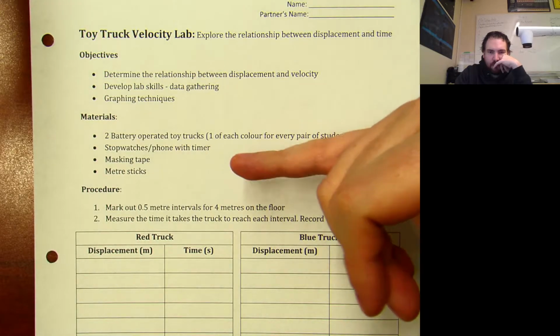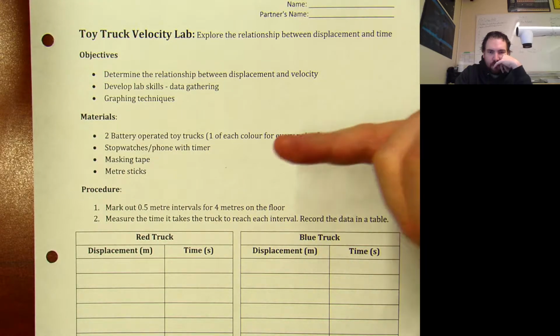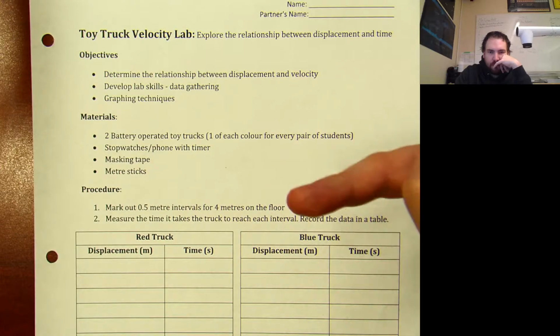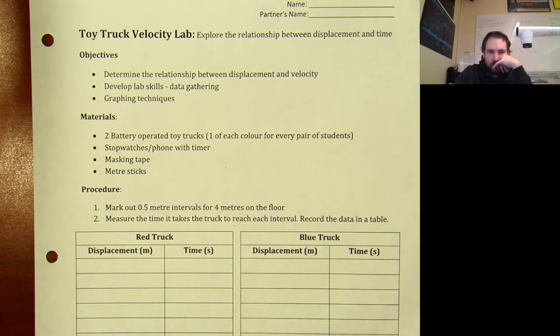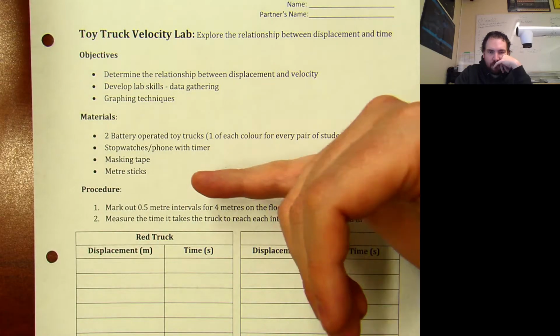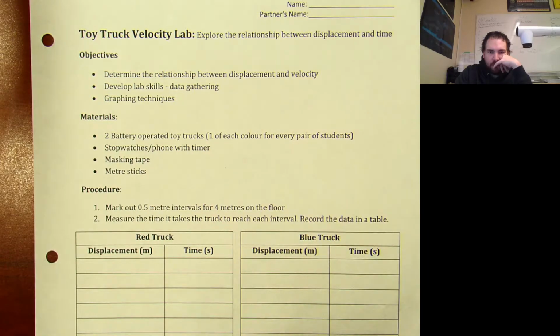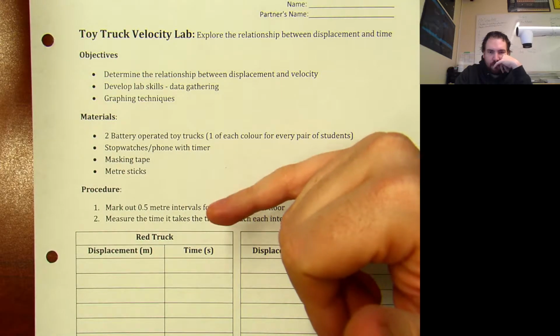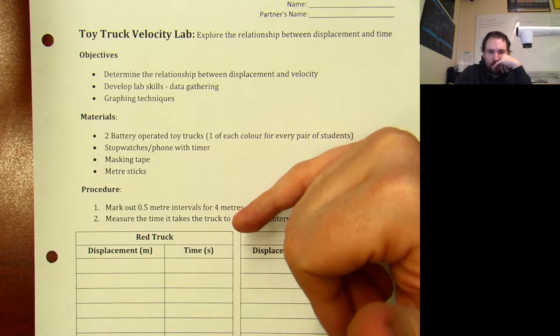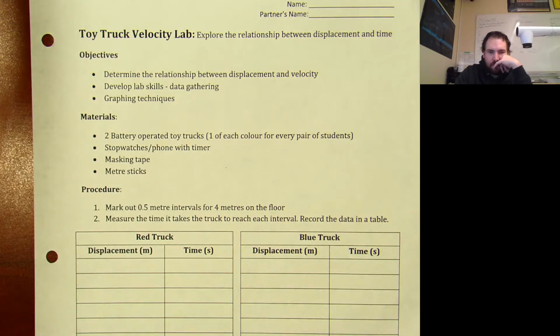So what we're going to do here, you need a stopwatch, which every partnership should have on a smartphone between them. Masking tape, which is underneath. If you look at the back, there's a printer on the desk, and the bottom drawer has, I think, 50 rolls of masking tape. You're going to need 1. And then meter sticks. I've got 7 meter sticks and 2 big rolls of tape here. You can use that. You're going to mark out 0.5 meter intervals across 4 meters on the floor.